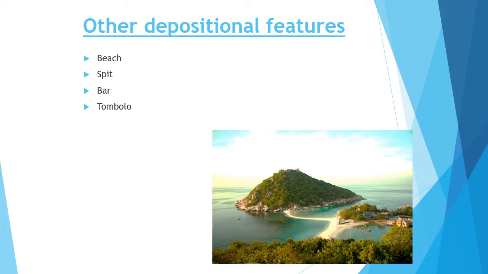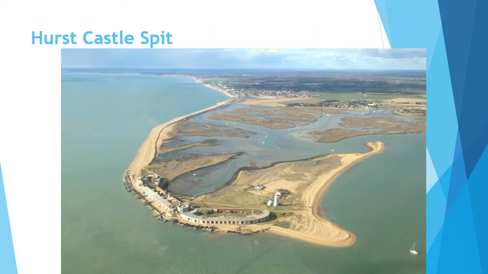Now this can create all sorts of features. As it carries material along the beach, it will extend the beach along the coastline. Obviously, it transports material along the beach. But there are other features that we're going to look at too. And these are spits, bars, and tombolos. The first feature is a spit.